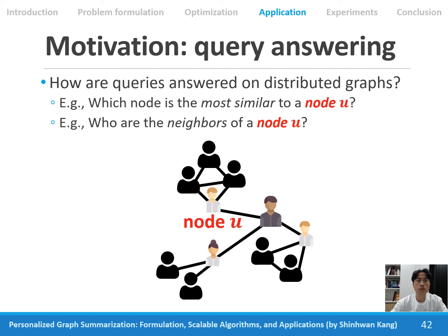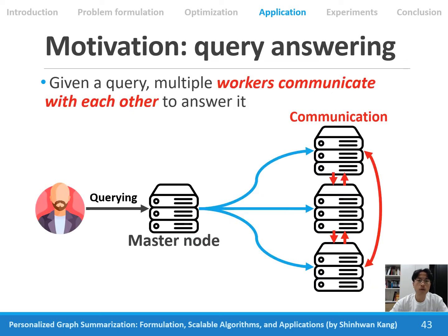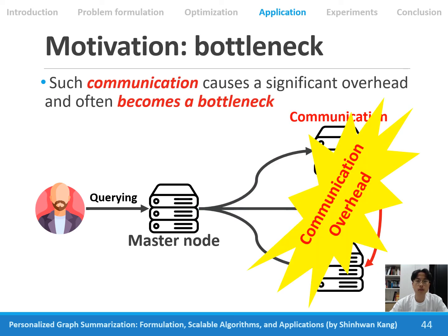Example queries include k-nearest neighbor queries and neighborhood queries. Given a query in a typical system, multiple workers cooperate to answer it, and to this end, they communicate with each other. At this time, there exists inevitable communication overhead, and we waste our resources on it.